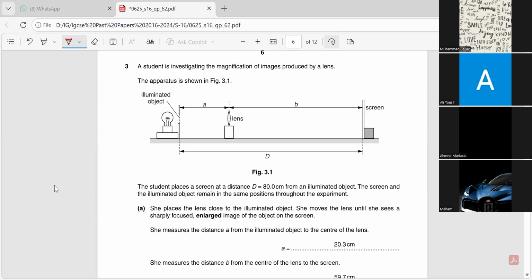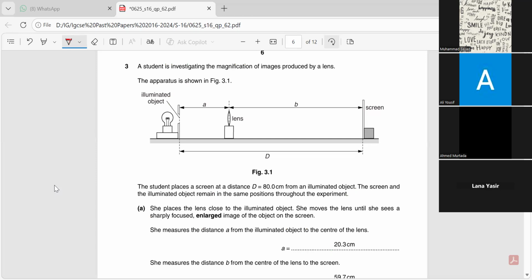Now, this is the question on, again, lenses. A student is investigating the magnification of images produced by a lens. The apparatus is shown in figure 3.1. And you should be very clear to know how to draw this diagram if it is not given. The arrangement of this diagram is that the lens is in the center, the illuminated object is on the extreme left, and the screen is on the extreme right.